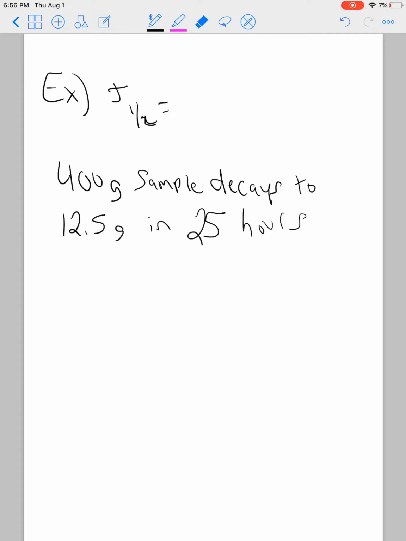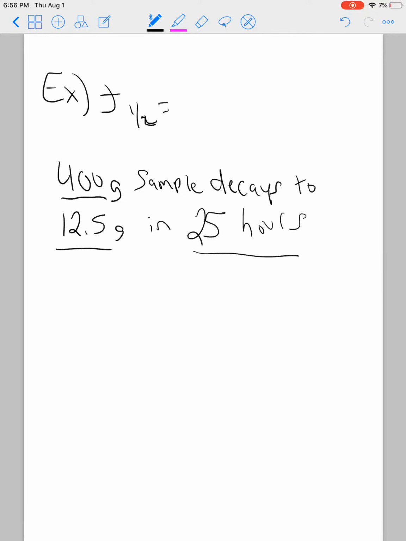Okay, so question 2 is asking you to calculate the half-life of an isotope. So here's an example that I have. We're trying to find half-life. That's what the T1/2 stands for. So let's say we have a 400-gram sample that decays to 12.5 grams in 25 hours.